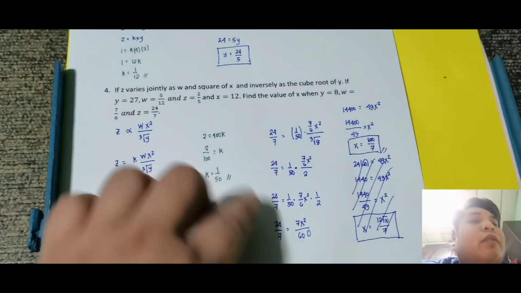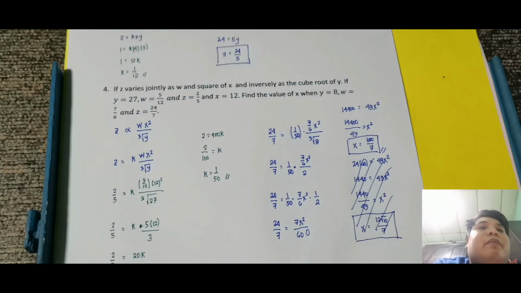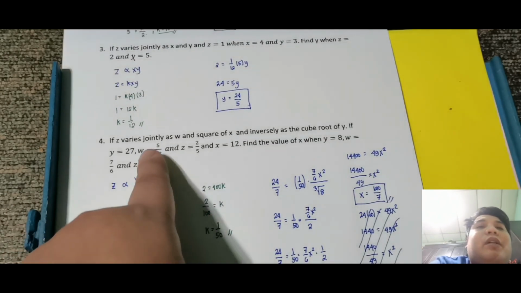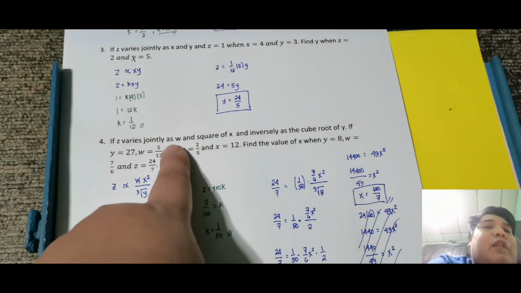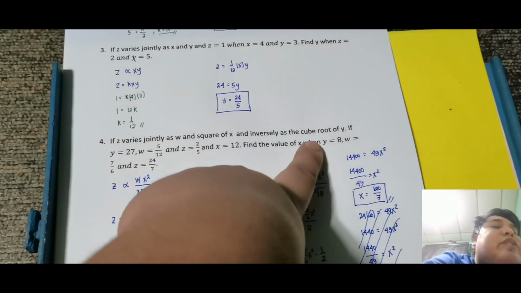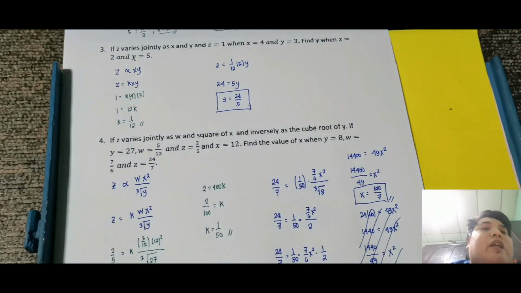Sorry about this. Hindi ko napansin. K is 50 pala. 1 over 50. Okay, so that's all for this video. Hoping na nakita mo yung mga technique. Tapos, tanda mo lang yung mga varies jointly. So meaning magkakadate yan. W multiplied by x squared times 1 over cube root of y. Ganun dapat gagawin mo. So pag inversely, automatic na sa ilalim.